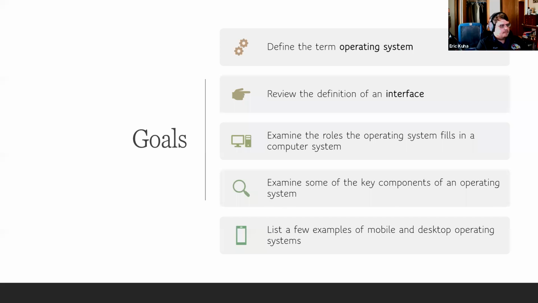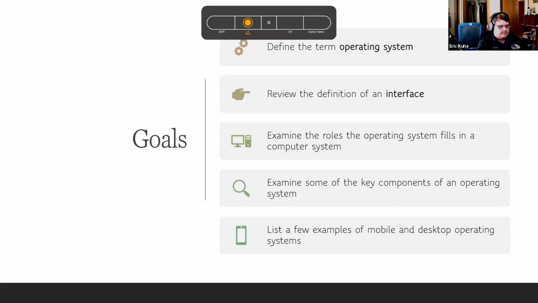Our goals are to define the term operating system, look again at what an interface is, examine the various roles that an operating system fills on a computer system, look at some of the key components that make up one, and list a few examples of mobile and desktop operating systems. And I think we can think of a few off the top of our head.